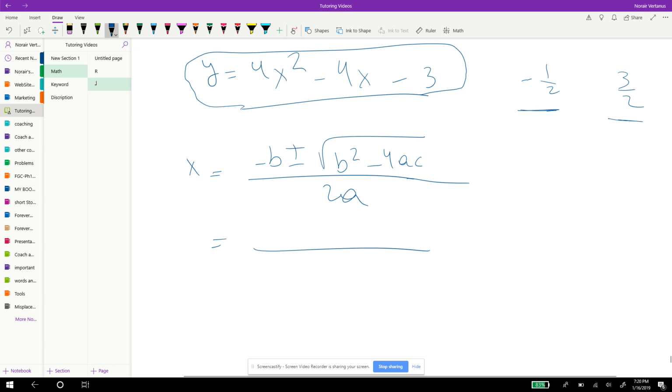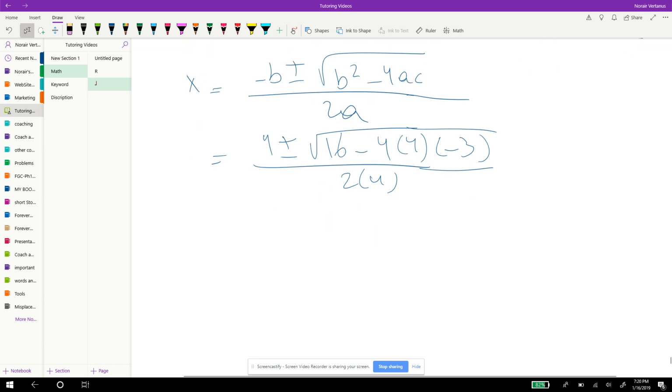Negative b is what? Negative negative 4, which is 4, plus or minus the square root of negative 4 squared, which is 16, minus 4ac. 4 times a times c, and c is negative 3, over 2a, 2 times 4. So x is equal to 4 plus or minus, now let's do the 16 minus 4 times 4, times 3, which is 48. It's going to be 16 minus negative 48, over 8.